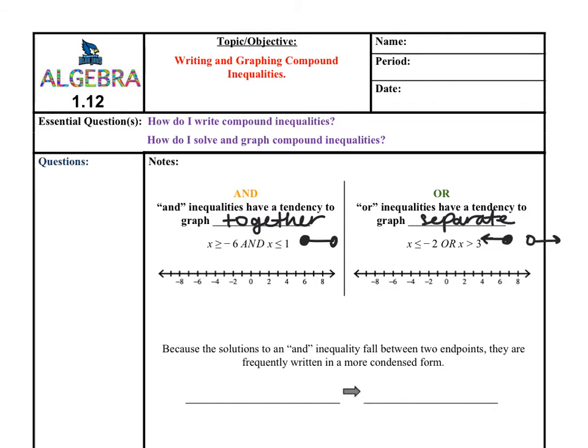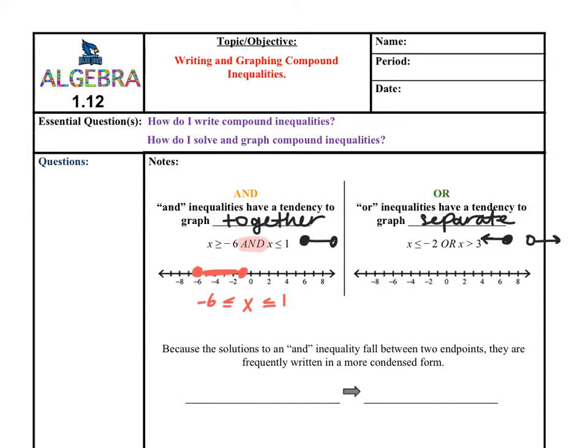An "and" inequality, let's see, it says that x is greater than or equal to -6. So I'll put a closed circle there because it's "or equal to." Less than or equal to 1. It's greater than -6, which would go that way. It's less than 1, so it's actually just this space in between them. Another way to write this would be it's less than or equal to 1, and it's greater than or equal to -6. So it's the x values in between those because it is "and."